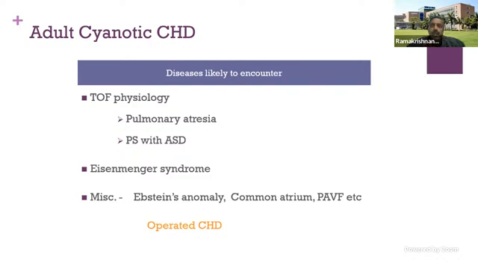Or you can have, rarely, what is known as trilogy of Fallot, that is PS with ASD. And some rare forms: very, very rarely you will find a patient with TOF with absent pulmonary valve. So these are the TOF physiologies that you have, and then various other forms of TOF physiology that we will be coming to later. The other forms you will find: Eisenmenger syndrome, then the other miscellaneous ones, most commonly Epstein's anomaly. Very rarely other things can be there.